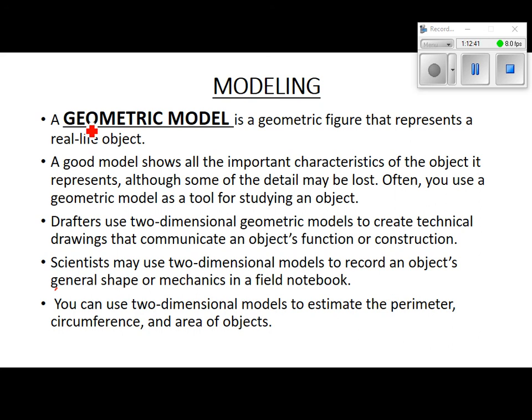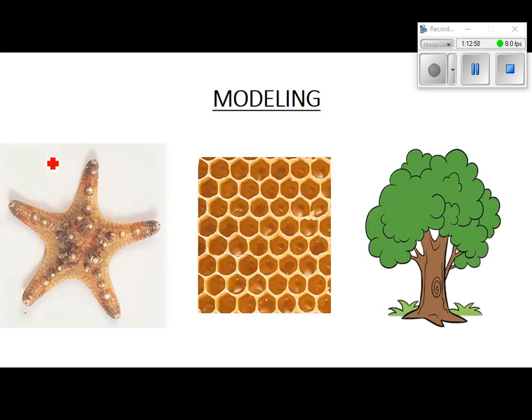One word. Geometric model. Doing a geometric model just means that you're taking something in geometry and letting it represent something in real life. Like the floor. We said the floor is a plane. That's all we're doing there. A geometric model. What can we do on this one? How many sides? 5, so we could make it a pentagon.